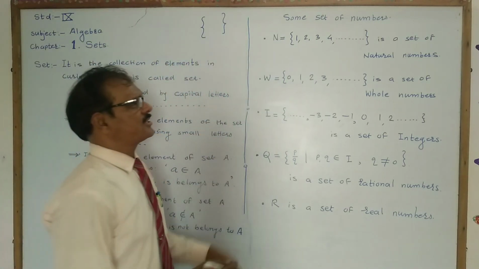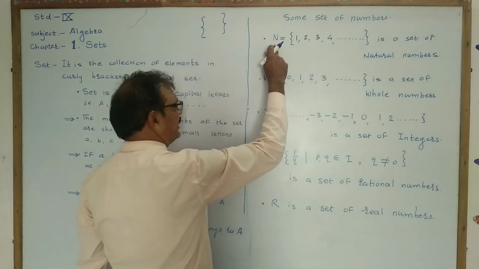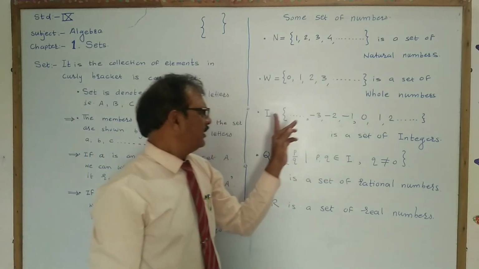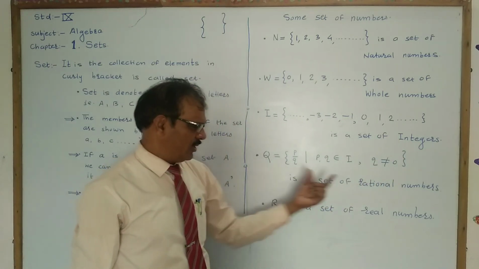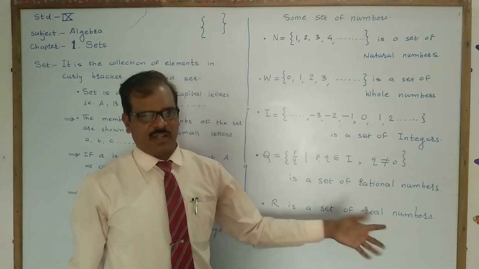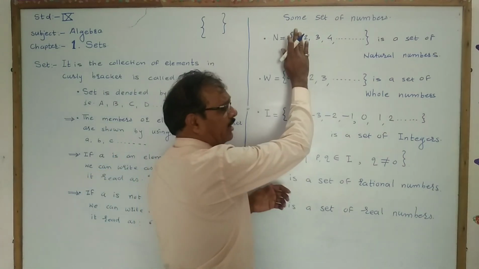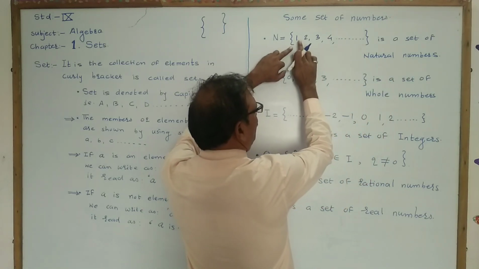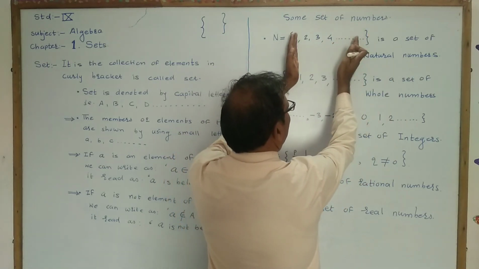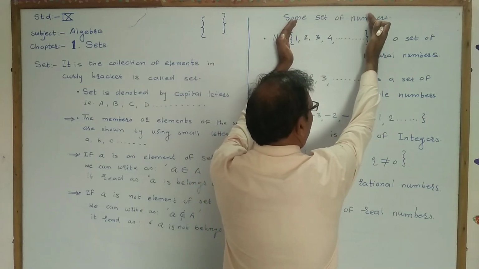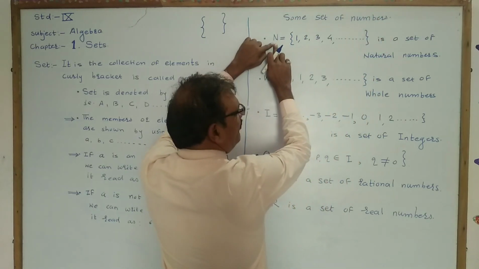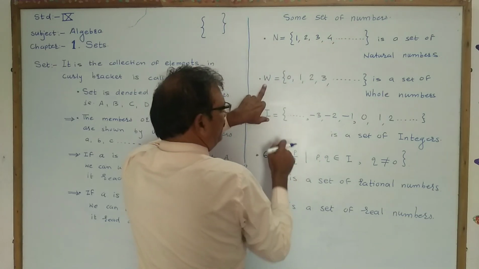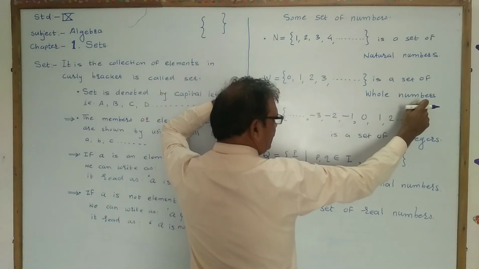Now let us pick some sets of numbers. N is the set of natural numbers, W is the set of whole numbers, I is the set of integers, Q is the set of rational numbers, and R is the set of real numbers. So these are sets. Therefore, N is the set of natural numbers: 1, 2, 3, 4, and so on. These numbers are written in curly brackets, denoted by a capital letter. These are the elements.